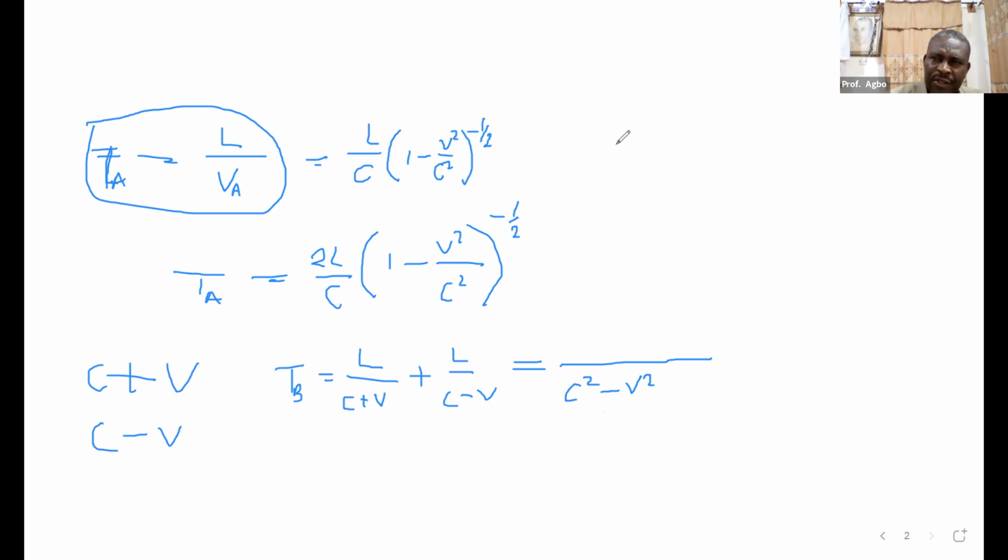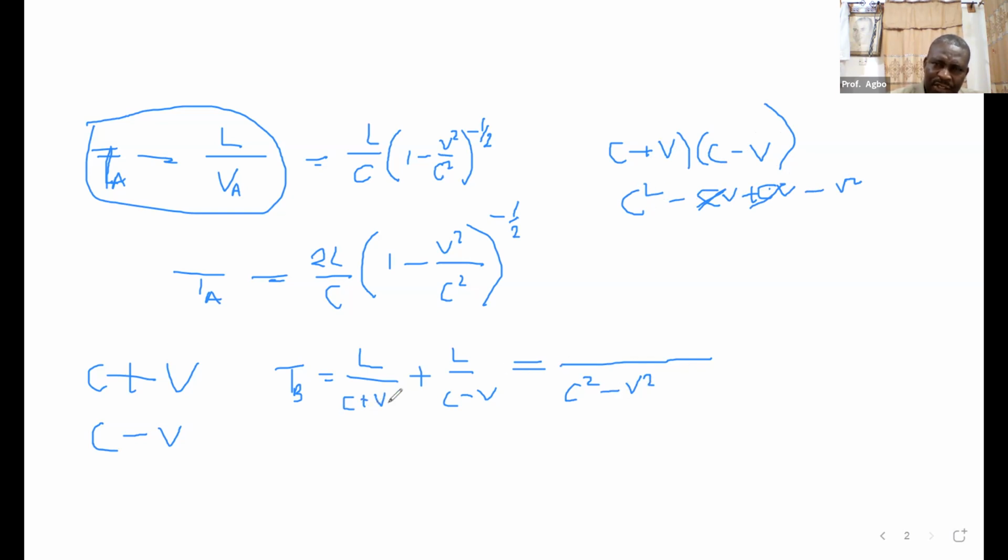So you have, let me use (C plus V) times (C minus V). You have C times C is C squared. C times V is minus CV. And this times this is plus CV, VC, which is the same thing as CV. And minus V times V is minus V squared. Here this is the addition, this is the subtraction, so they cancel and we have C squared minus V squared.